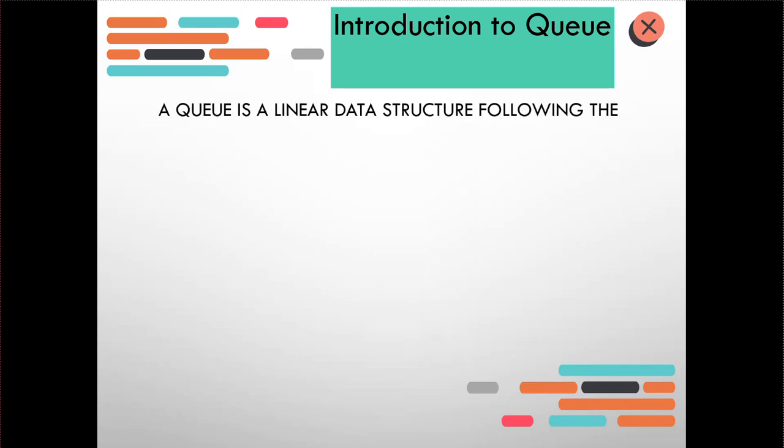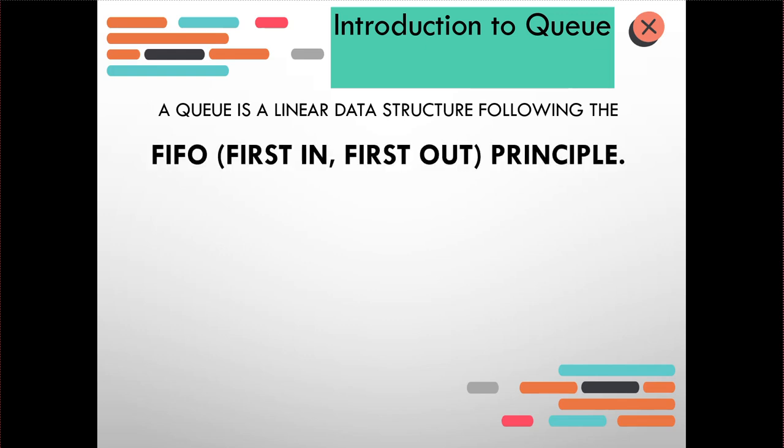So what is a queue? A queue is a linear data structure following the first in first out principle. First in first out means that the elements or items that are inserted into a queue first would be the first ones to leave.